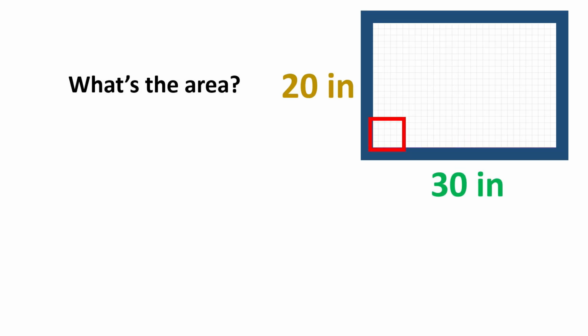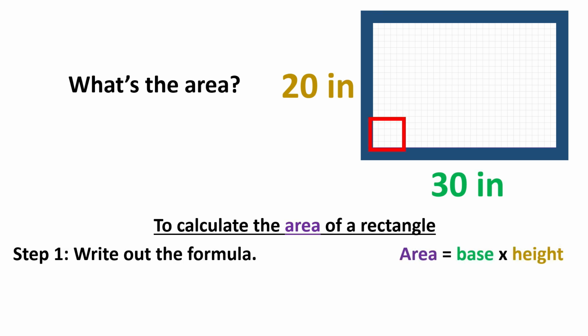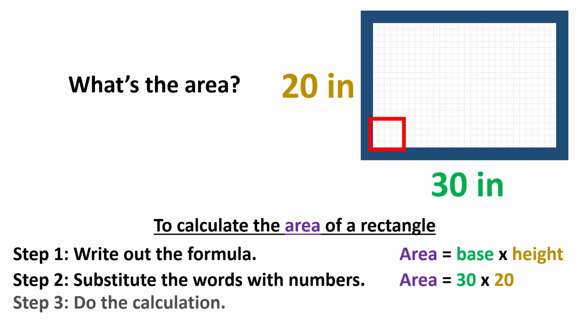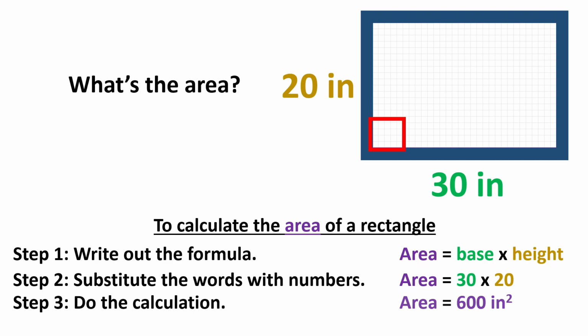Now we can apply this formula to that giant rectangle. To calculate the area of this rectangle, we do 3 steps. Step 1. Write out the formula. The formula is area equals the base times the height. Step 2. Substitute the words with numbers. The base is 30 inches and the height is 20 inches. Step 3. Do the calculation. We'll use a calculator. 30 times 20 equals 600. So the area of this rectangle is 600 square inches.